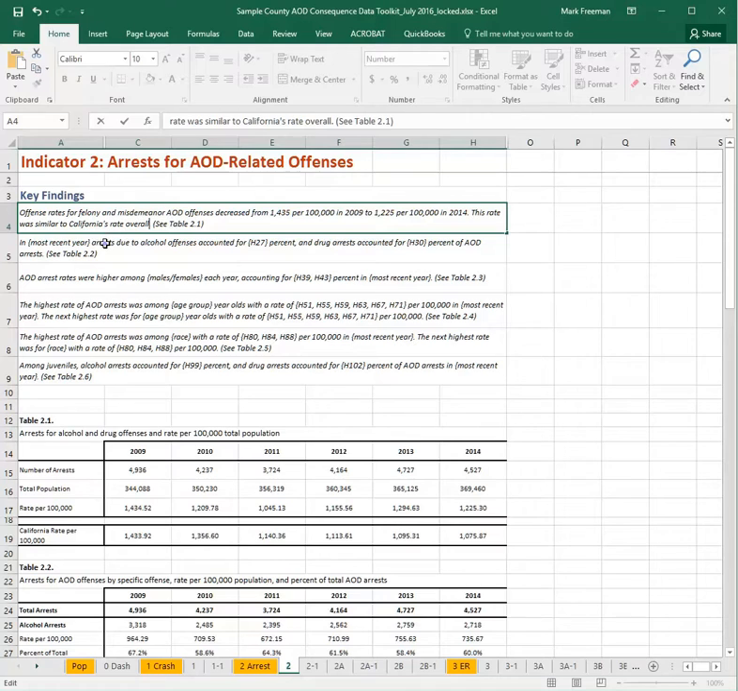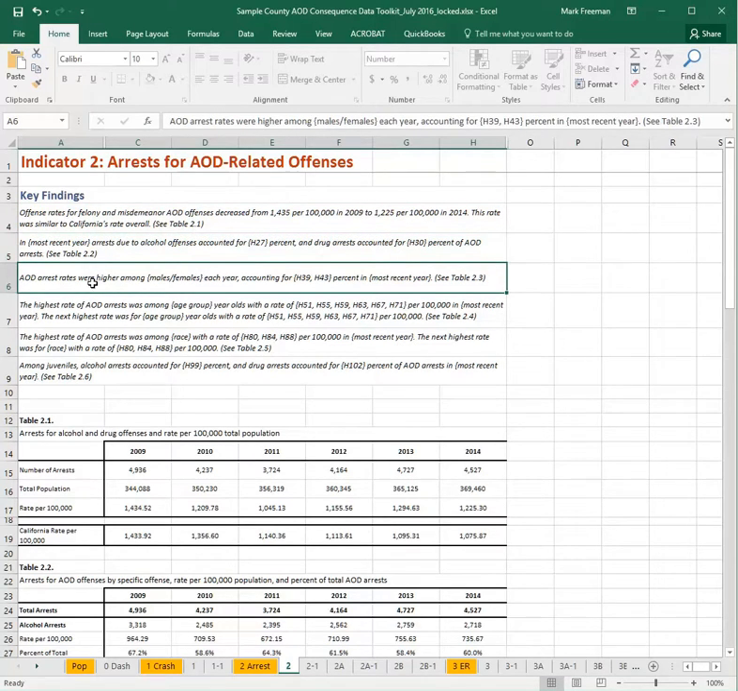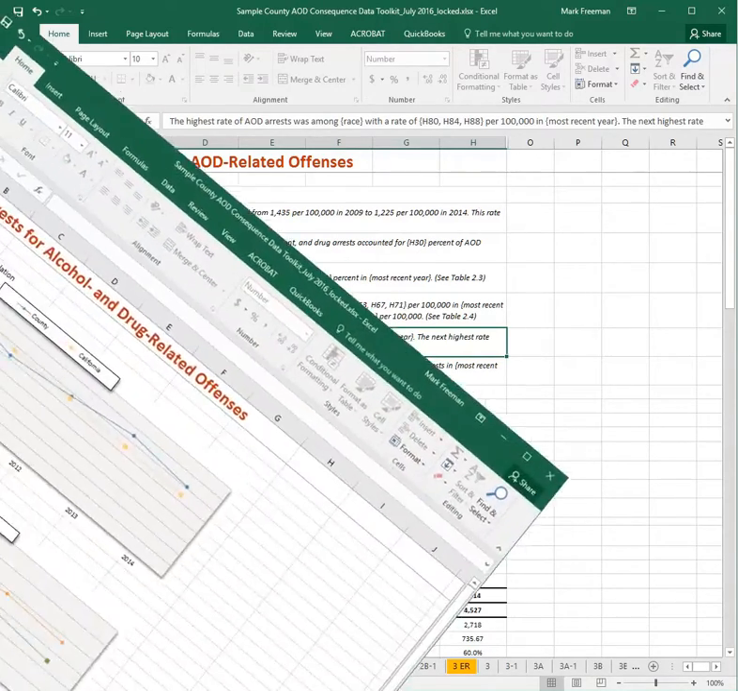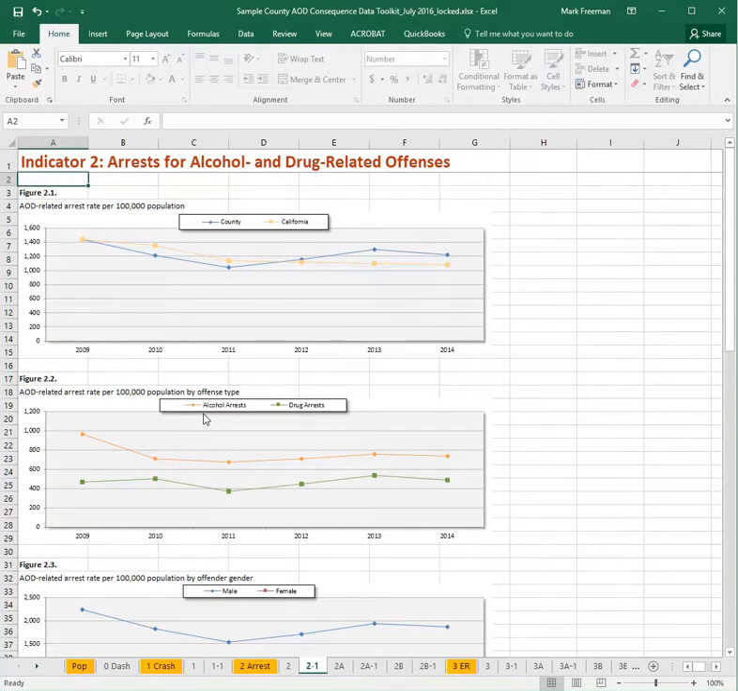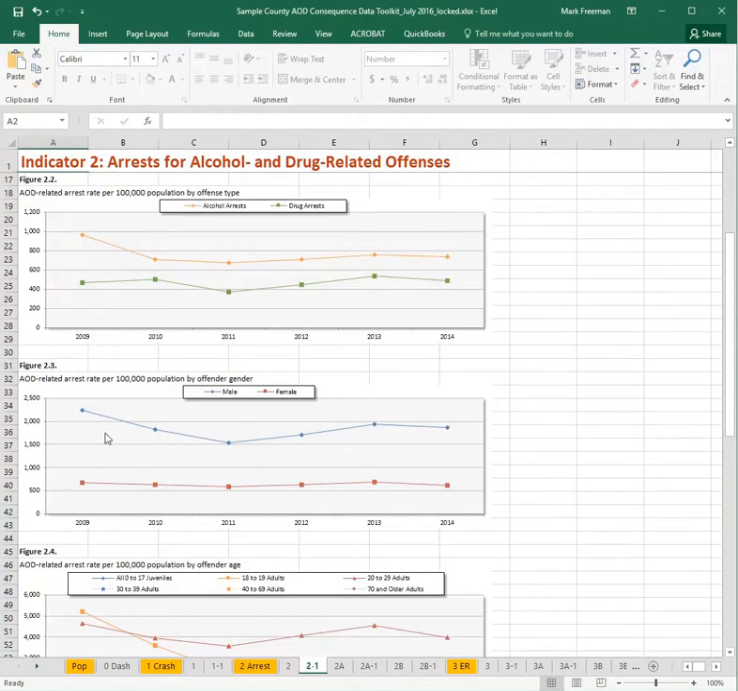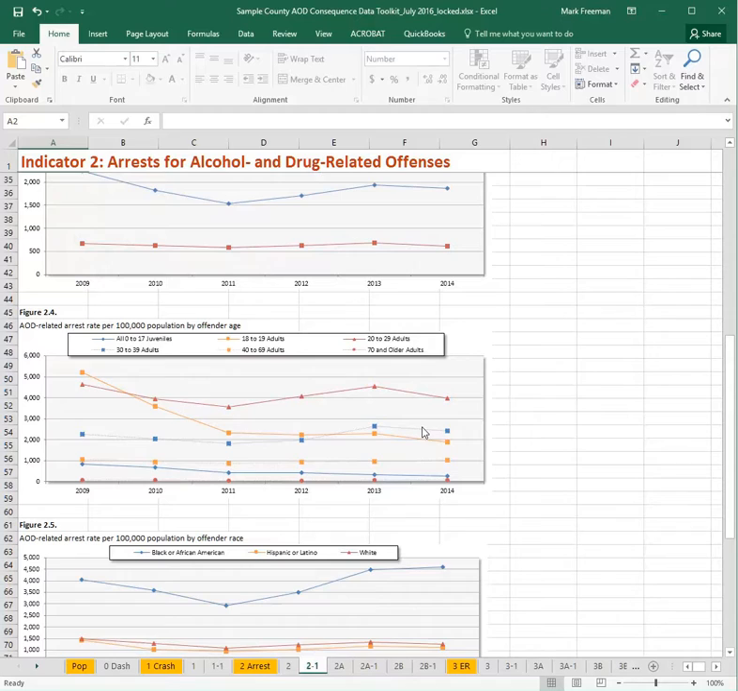And then you can go through, and these key findings templates are meant for you to be able to put into words what you're reading in the charts and the tables. In some cases, you can get the data easily in the tables, but in other cases, you might want to look at the chart and visually see a comparison between what is happening. So when you look at the chart, you can see clearly every year alcohol arrest rates were higher, male arrest rates were higher than females.